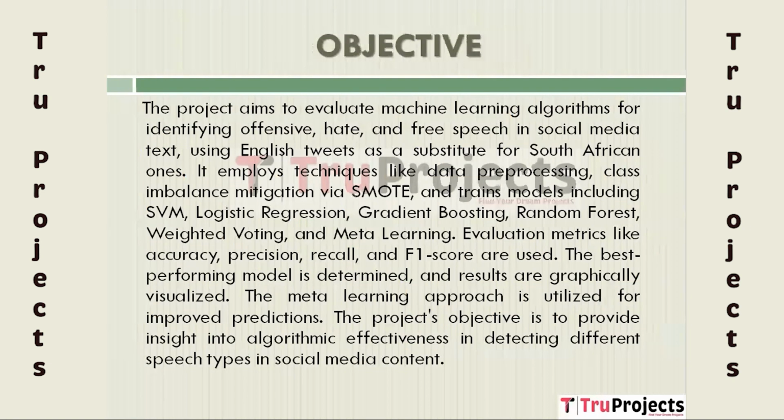for analysis. Objective. The project's primary goal is to assess the effectiveness of machine learning algorithms in detecting offensive, hate, and free speech within social media text. English tweets are used as a substitute for South African content. The process involves pre-processing data, addressing class imbalance with SMOTE, and training diverse models such as SVM, logistic regression, gradient boosting, random forest, weighted voting, and meta-learning. Evaluation metrics encompass accuracy, precision, recall, and F1 score. Through visualization, the top performing model is determined.